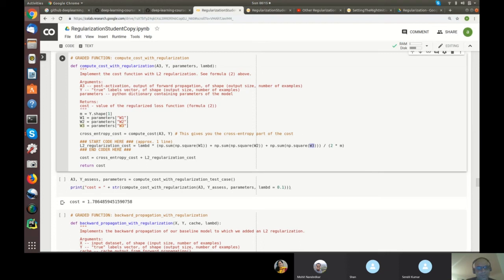So now we're adding this cost. We are taking lambda, which is the hyperparameter that we decide. We multiply that by the sum of the squares. So np is the NumPy library, and np.square squares all the numbers in the matrix, and np.sum adds them. So we square all the weights, we add them up, divide that by 2m, and we multiply that by lambda. This is the regularization cost.